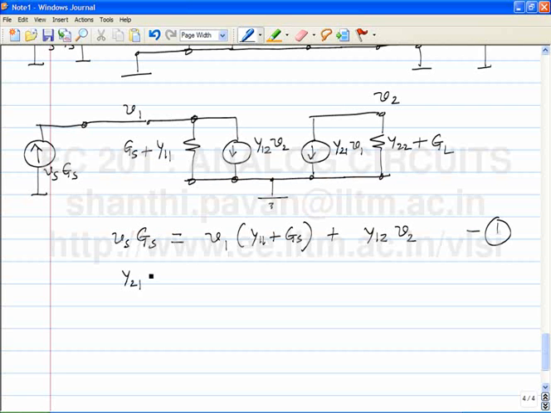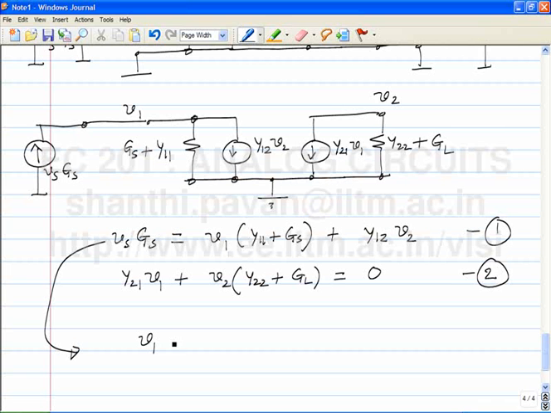Y21 V1 plus V2 times Y22 plus GL equals 0. So they are interested in finding V2 by Vs. So we need to eliminate V1. So from the first equation, what do we get?